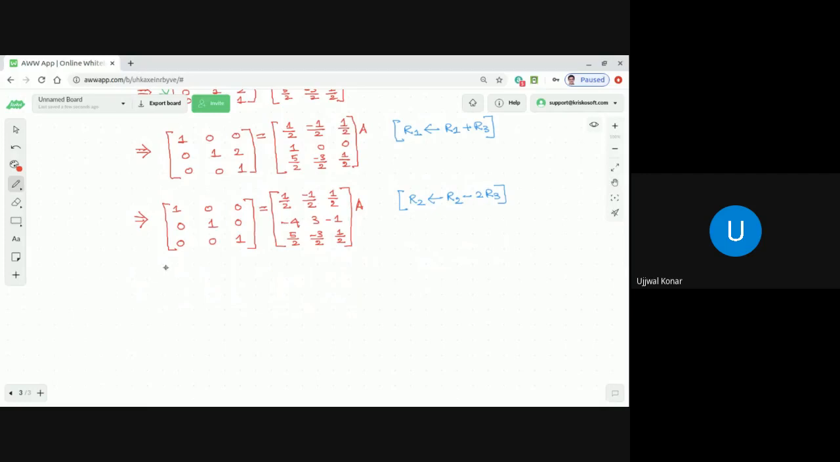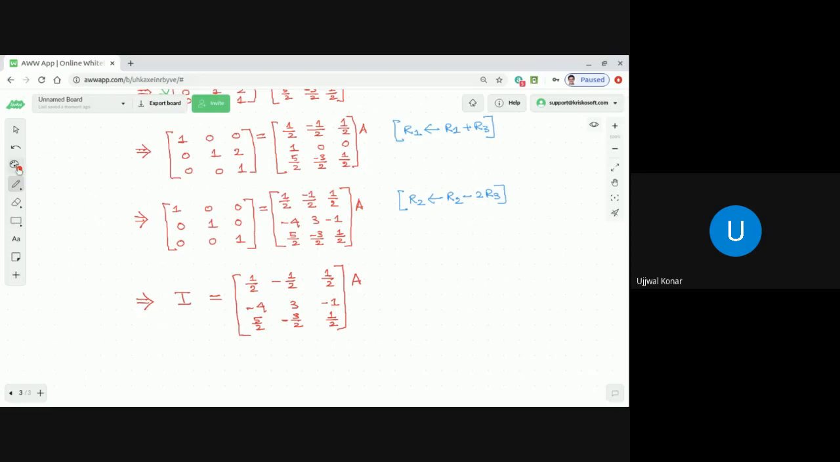So what we get in the left hand side matrix? Left hand side matrix is I. Right hand side matrix is 1 by 2, minus 1 by 2, 1 by 2, minus 4, 3, minus 1, then 5 by 2, minus 3 by 2, 1 by 2. Let me write the left hand bracket a little lengthier. This into the original matrix A.